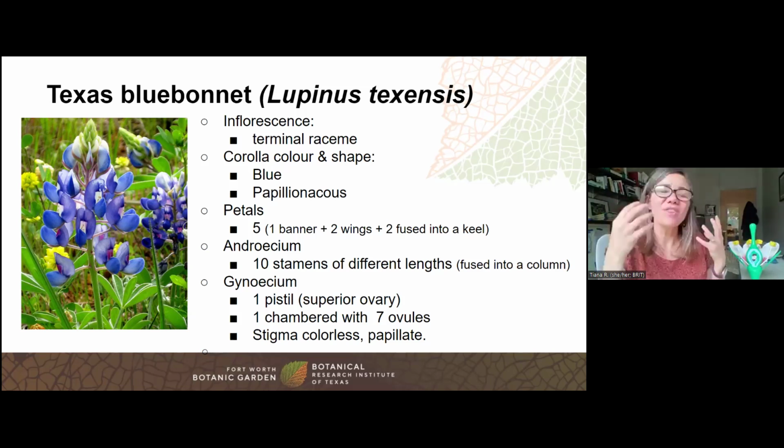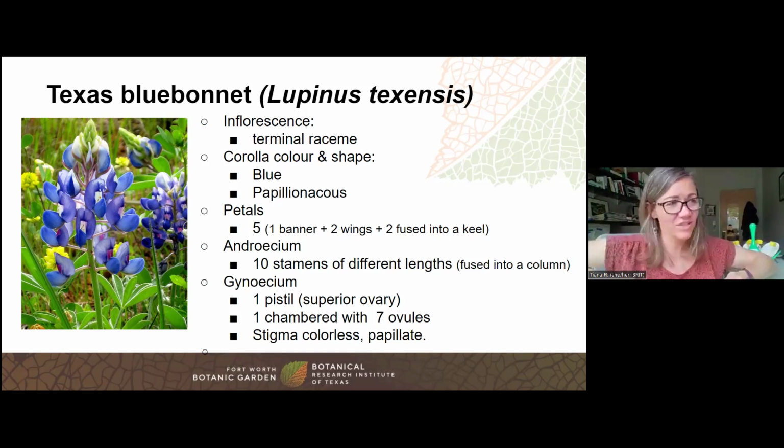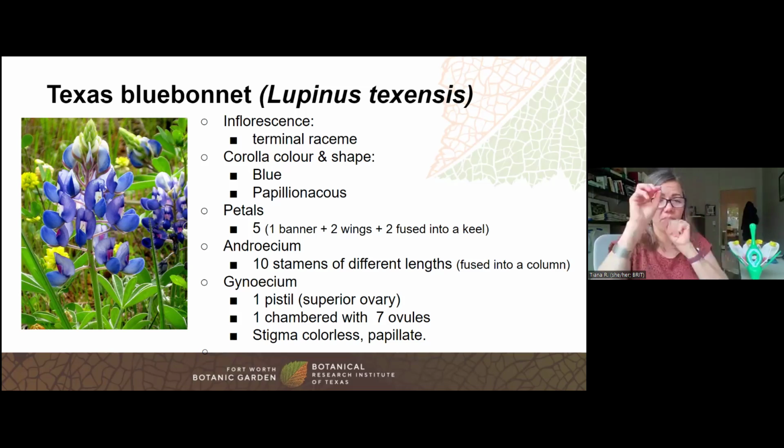And this is because these petals are also all sorts of wonky and modified and fused in part. So there are 5 petals, but they're modified. Those 5 petals are a banner, which is the part at the top, and I think we'll see this in some of the subsequent slides. There are 2 wings, and then there are 2 petals that are fused into a keel. So many of these flowers that are very different looking have a very specific terminology applied to them. And you'll find that across all things, flowers or otherwise. The androecium, there are 10 stamens, and they are of different lengths, but they're partially fused into a column.